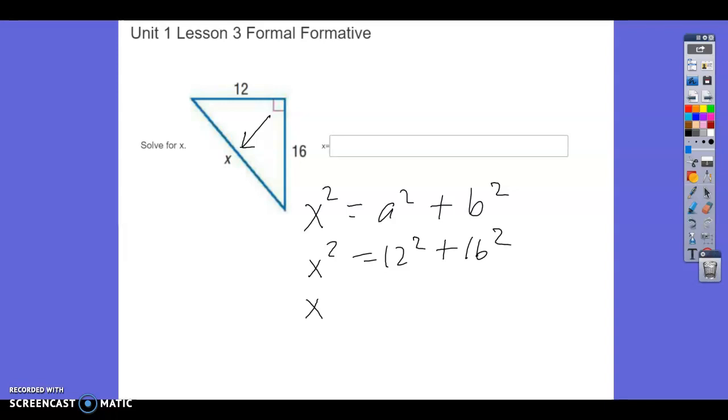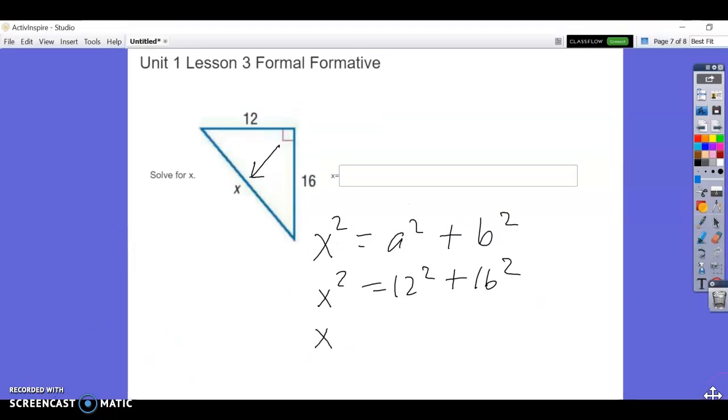X, hold on. Where's my recording? Shoot. I'm having technical issues. Shoot. There we go. Okay, I hope you can still see the screen.